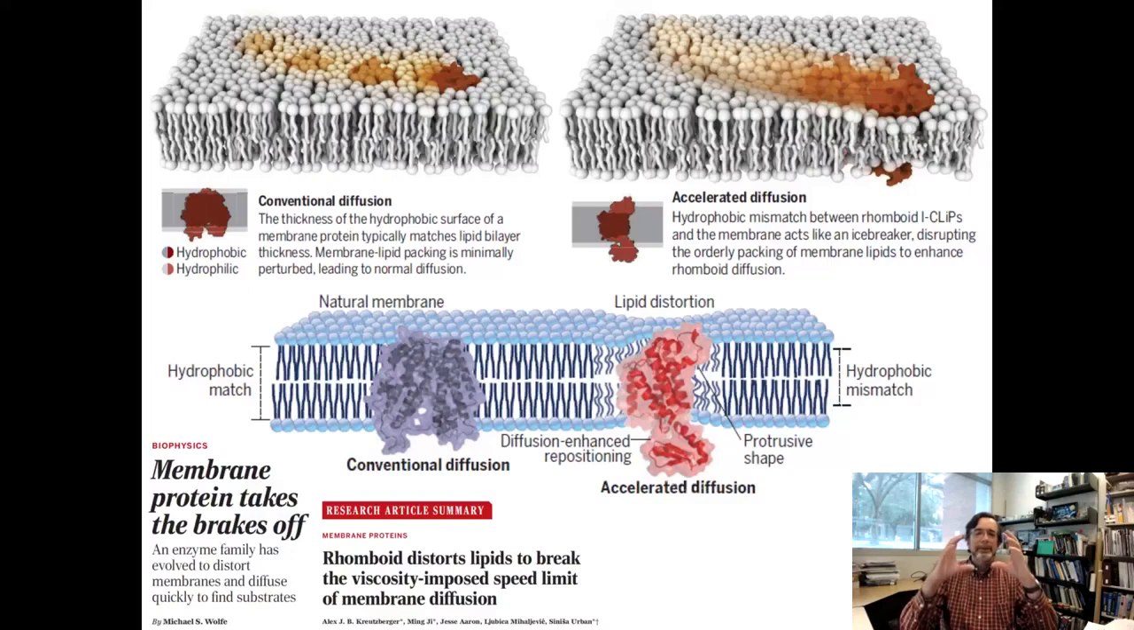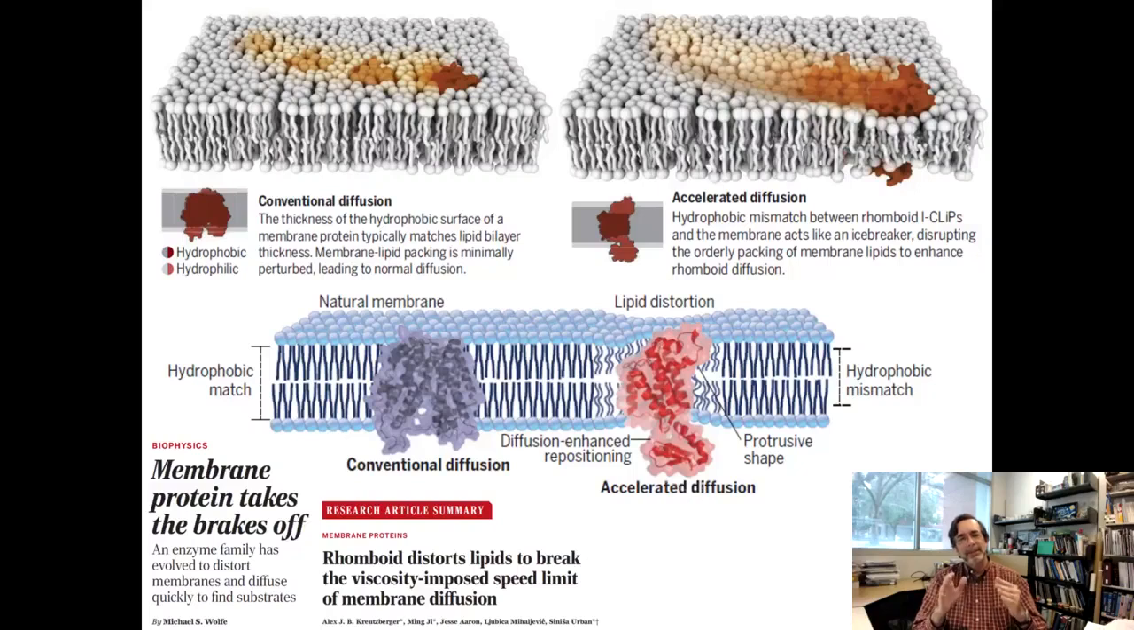These proteins actually interact with the membrane. They sort of wrinkle it up. They have membrane spanning helices that don't necessarily go all the way through, and they sort of bend the membrane to make it more fluid around them. That means that they actually can move faster.